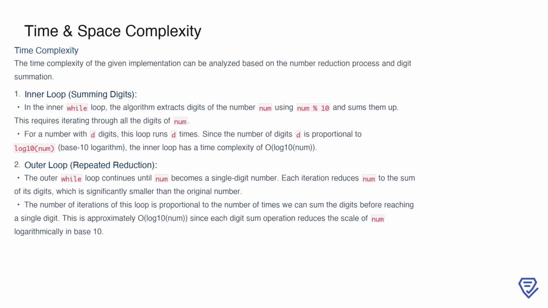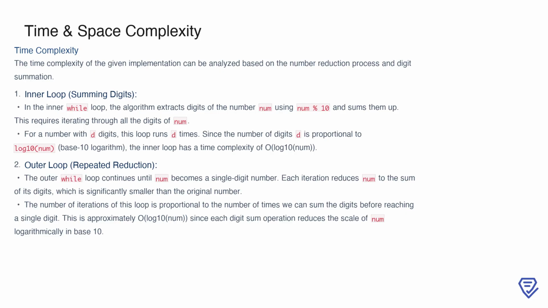To understand the time complexity of this implementation, we start by analyzing the number reduction process and the way digits are summed. First, consider the inner loop, where we extract each digit of the number using the modulo operation, number % 10, and accumulate these digits into a sum. For a number with d digits, the loop iterates d times. Since the number of digits d is proportional to the base 10 logarithm of the number, or log10 number, the inner loop has a time complexity of O(log10 number).